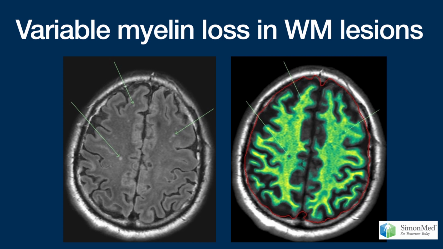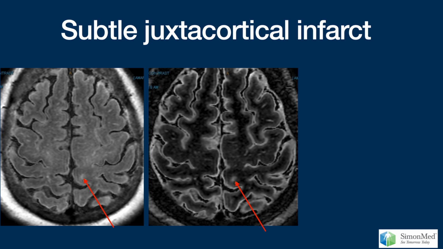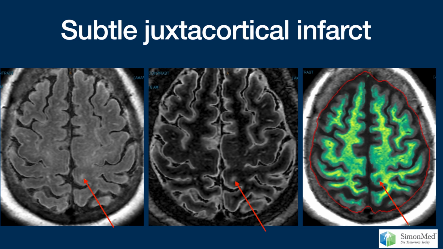Here are 3 similar lesions on the same slice. But the myelin loss is mild, moderate, and severe. If a lesion is subtle on FLAIR and DIR, does that mean it will likely have largely preserved myelin? No.